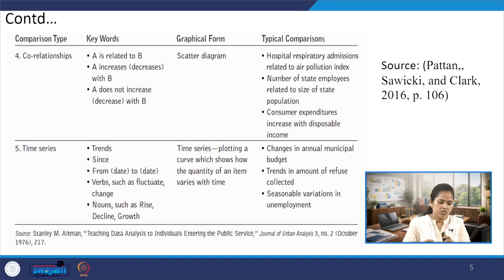We have also discussed other forms of comparison like correlation and time series. For correlation, as Altman has advocated, a scatter diagram would be appropriate, and for time series, we use time series plotting curves to see how the variations occur from one particular time to another. These are some of the typical comparisons that you can take into account.